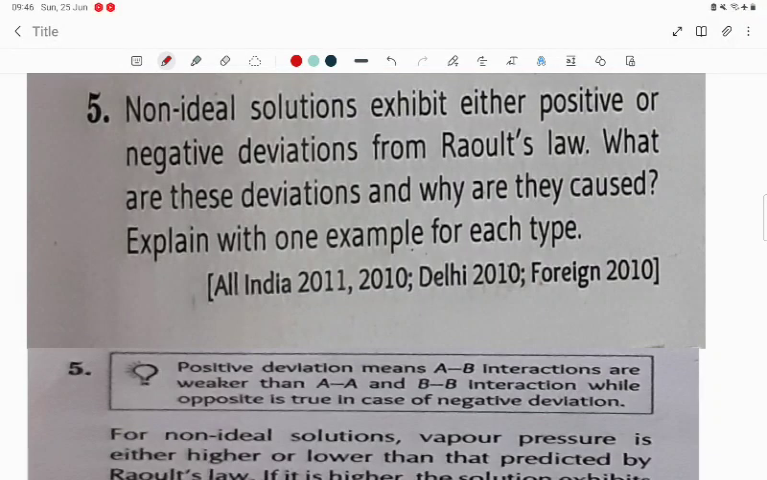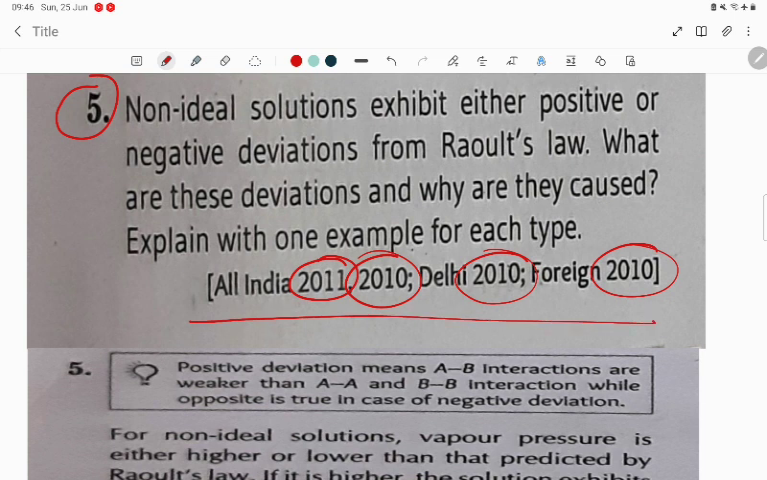Hello students, let's try to understand a problem. This was asked in 2011, 2010 and 2010. Many times this question is asked, students. What is the question?